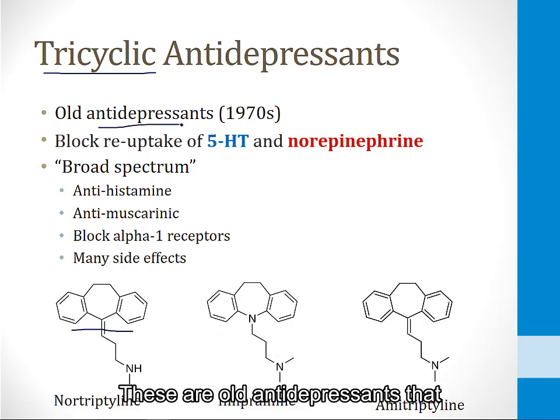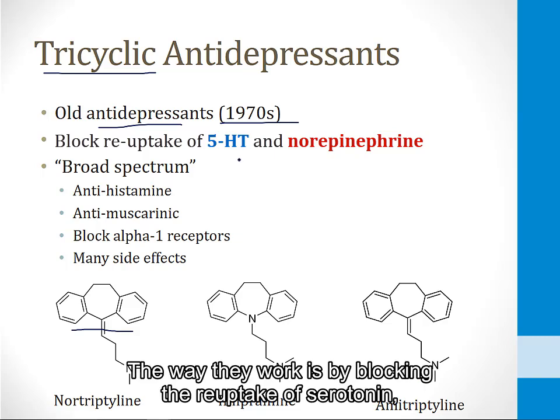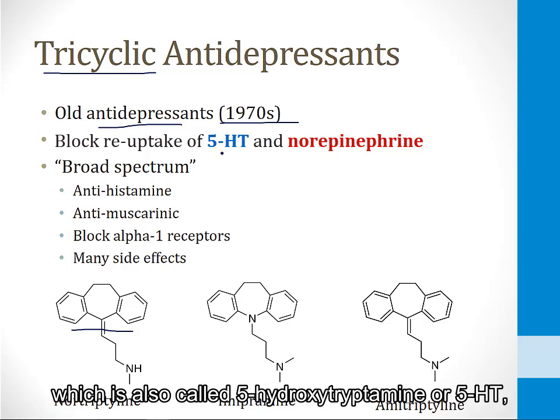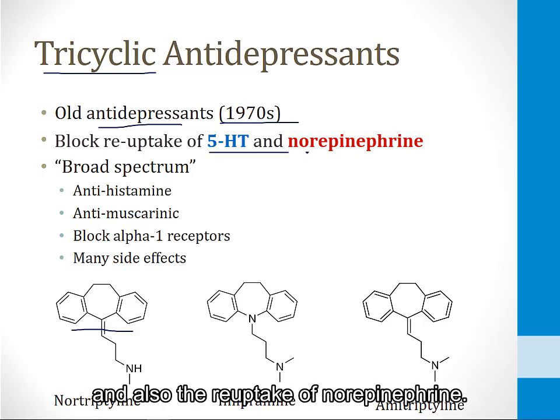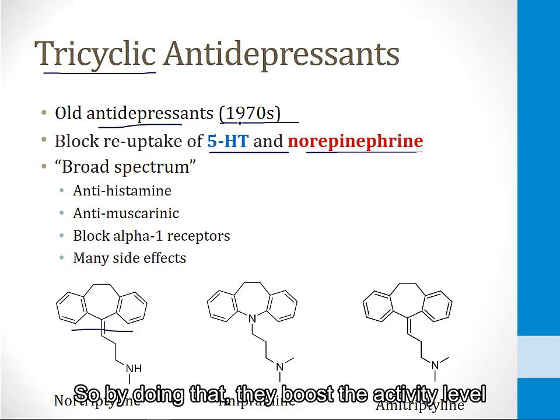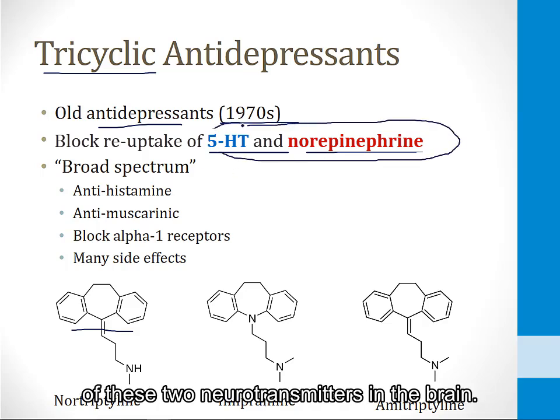These are old antidepressants that came on the market in the 1970s, and they're rarely used to treat depression in the modern era. The way they work is by blocking the reuptake of serotonin, which is also called 5-hydroxytryptamine or 5-HT, and also the reuptake of norepinephrine. So by doing that, they boost the activity level of these 2 neurotransmitters in the brain.